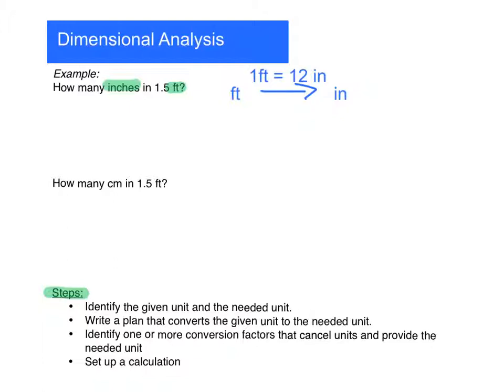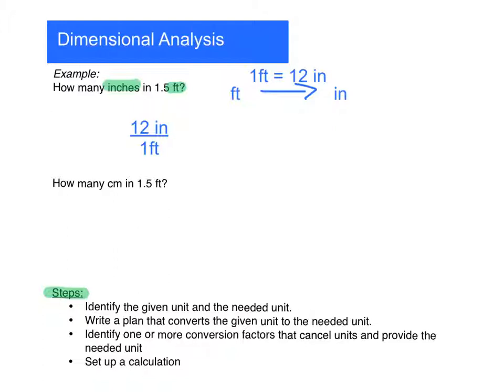Then we want to choose the correct conversion factor to get the units to cancel and to provide us with what we need. What we need in this case is inches, and what we need always goes on the top. So put on the top the unit that you're trying to get, always. Once you've established that, if we put inches on the top, then our conversion factor is 12 inches over 1 foot. And then the last thing we do is set up a calculation.